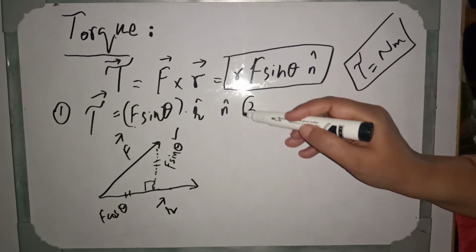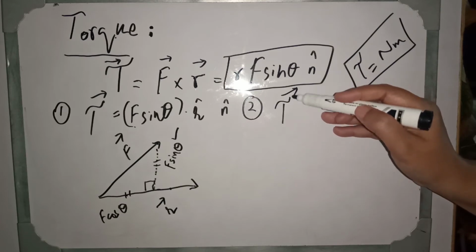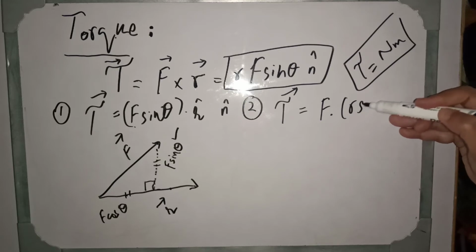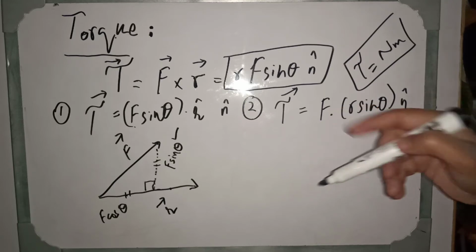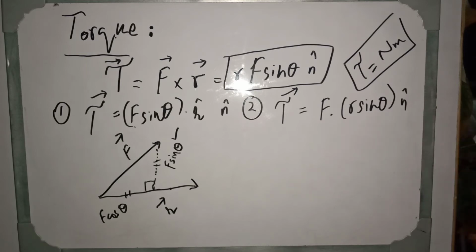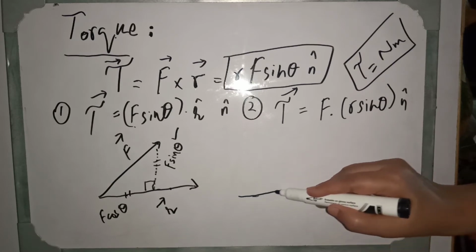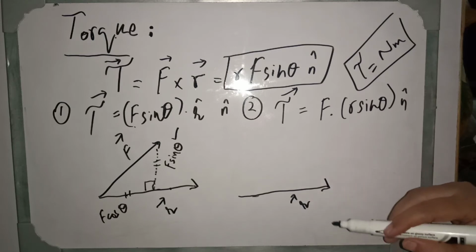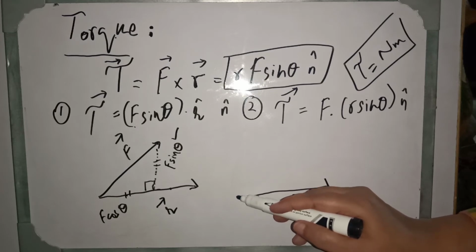Come to the second illustration. In the second illustration, we can write torque equals F multiplied by R sin theta. Now in this equation, we have not taken the component of F, but now we have taken the component of R. For this illustration, I will make the diagram like this: this is R, the moment arm, and this is force F, like this.